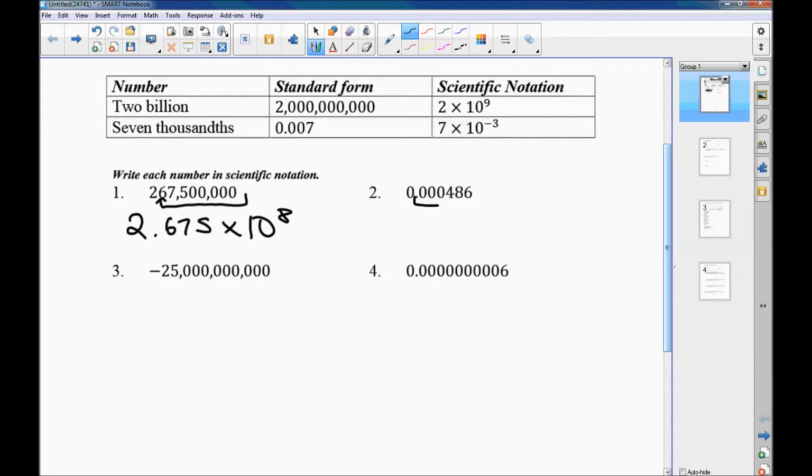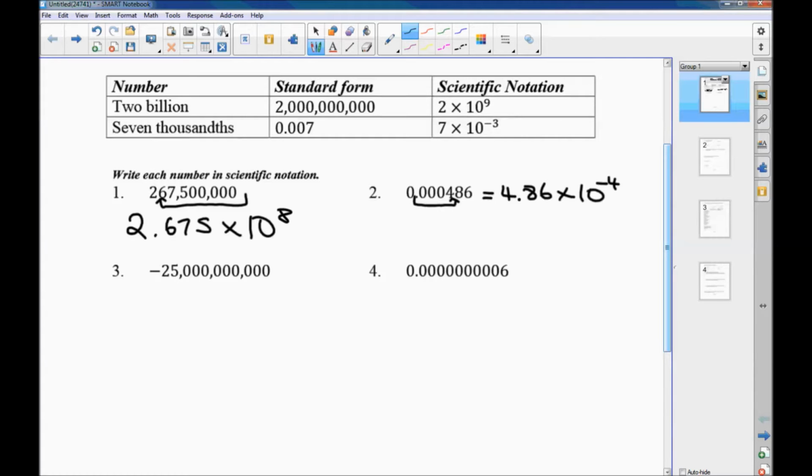All right. For number 2, we have to pick up the decimal and move it until we get a number between 1 and 10. So we'll move it between the 4 and the 8. So this will be equal to 4.86 times 10 to the, and let's see, we moved it 1, 2, 3, 4 spots, but we moved it to the right, so that's negative 4. The numbers close to 0 get negative exponents. Big numbers get positive exponents.